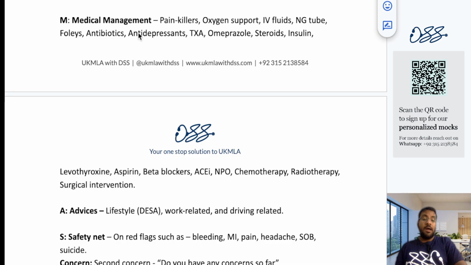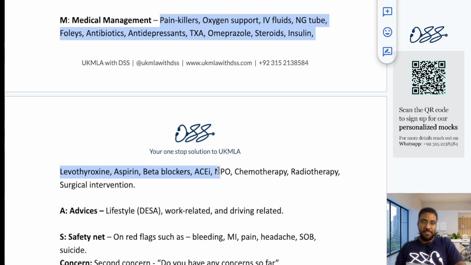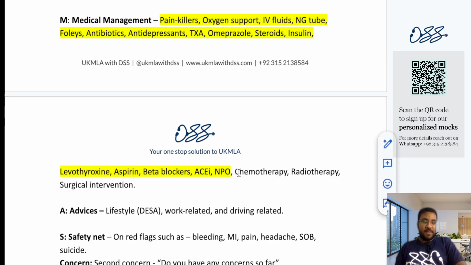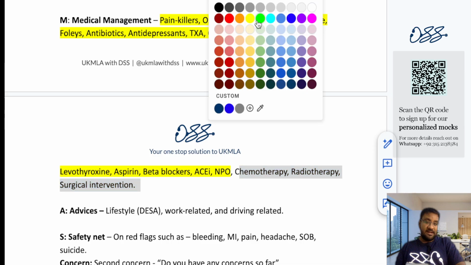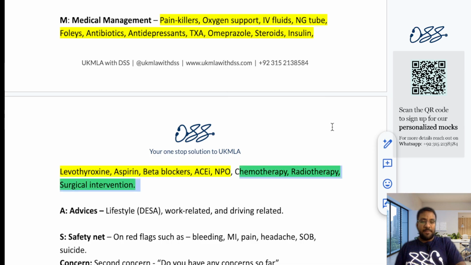Okay, and the way to go about it is that there are a few things. I'll just demarcate it for you. So these are the things that you can do at your FY2 level. Okay, so all of this management can be done by you. But the complex management, like chemotherapy, radiotherapy, and any surgical intervention, in the medical management part, what you can do is just talk about it.